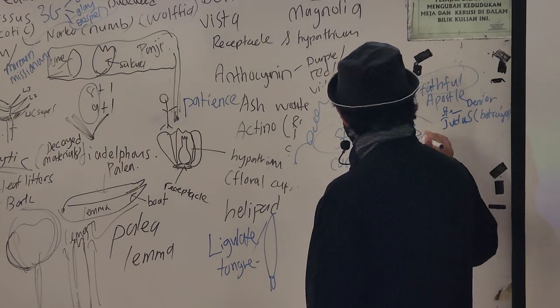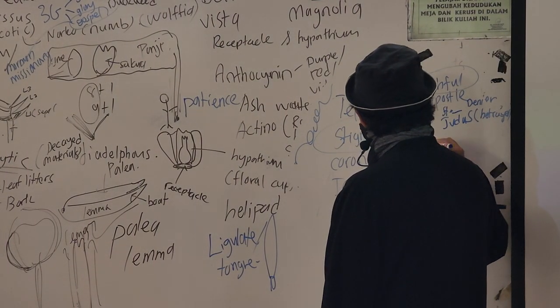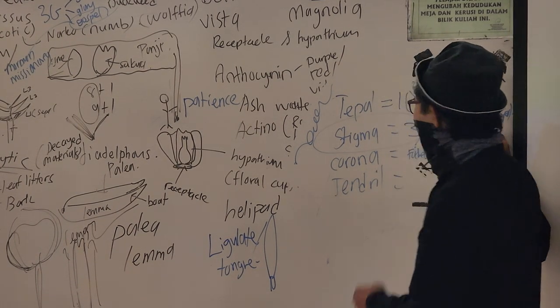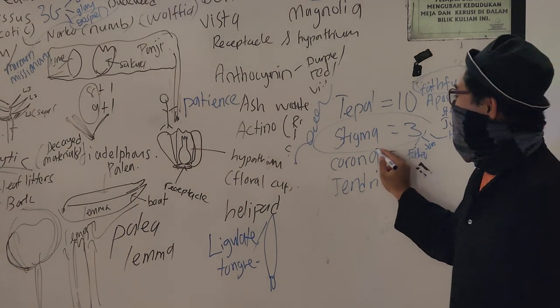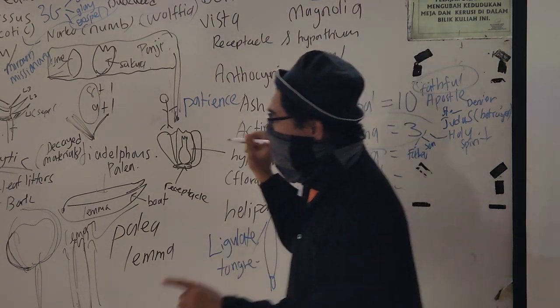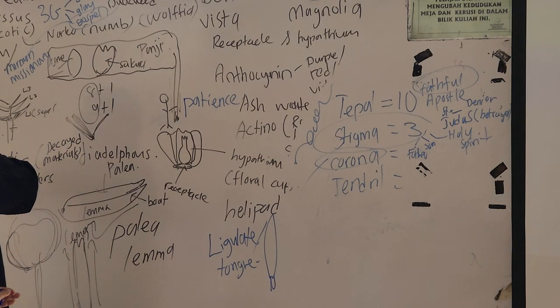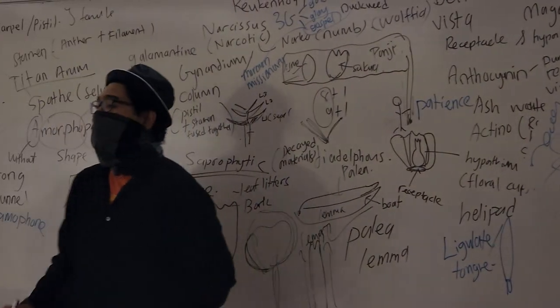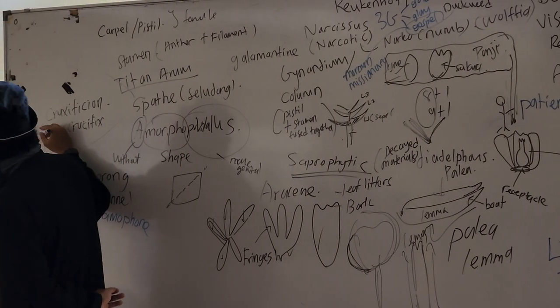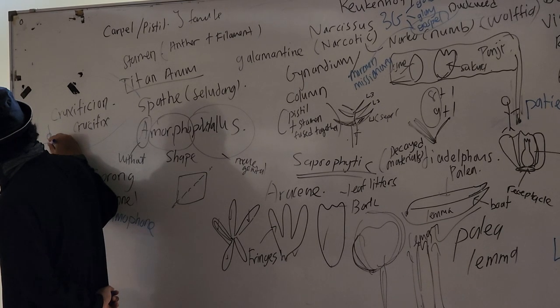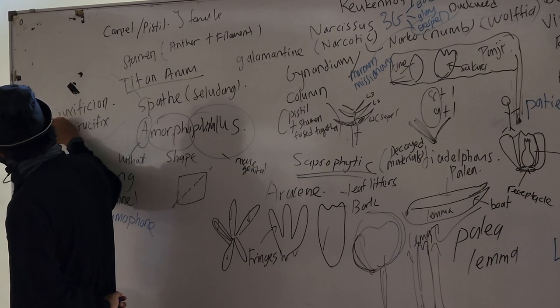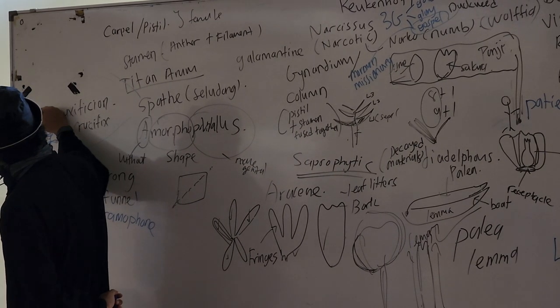Father, Son, Holy Spirit. Corona refers to, earlier we saw the crucifixion? This is the cross, right? So when Jesus was being crucified, he was wearing a crown, a thorny crown.